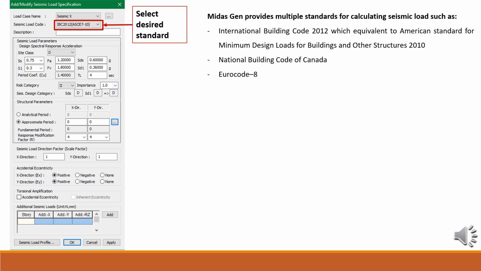Eurocode 8. Indian Standard. Korean Building Code 2009. Chinese Code for Seismic Design of Buildings.